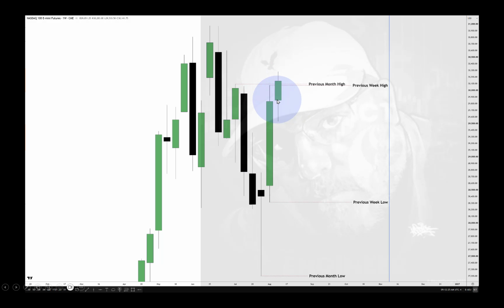So if we're opening here, is it more likely that we're going to go to the previous week's high or the previous month's high, versus from this opening all the way down to the previous week's low or previous month's low? Clearly, it's easier to get to it here. So this is the path of least resistance.